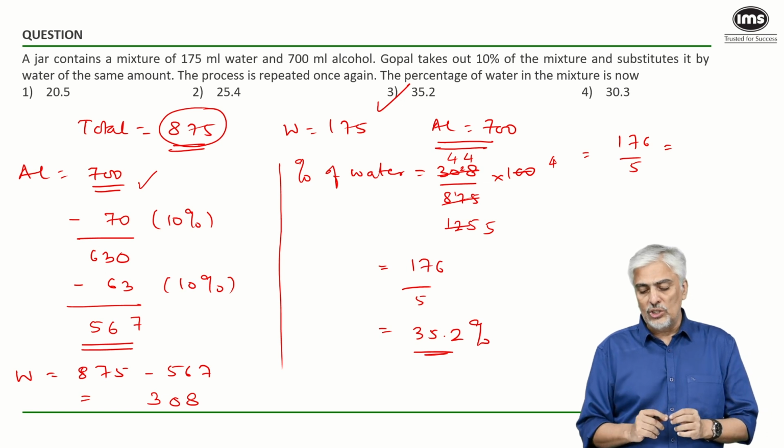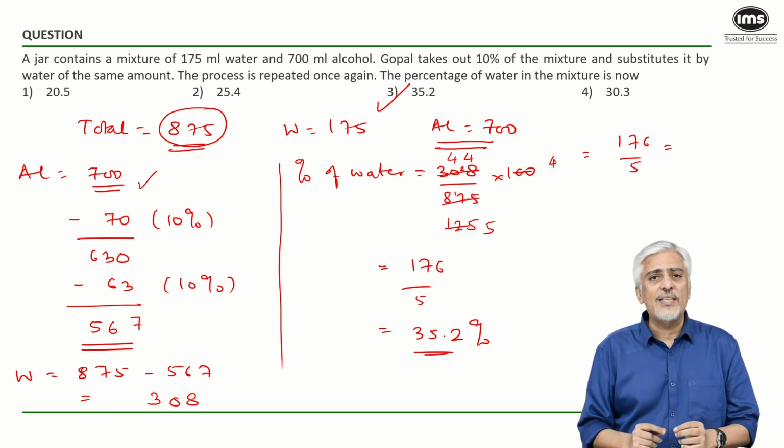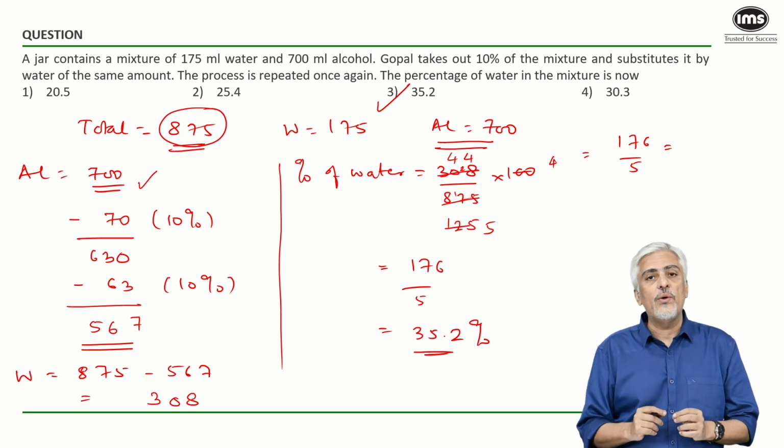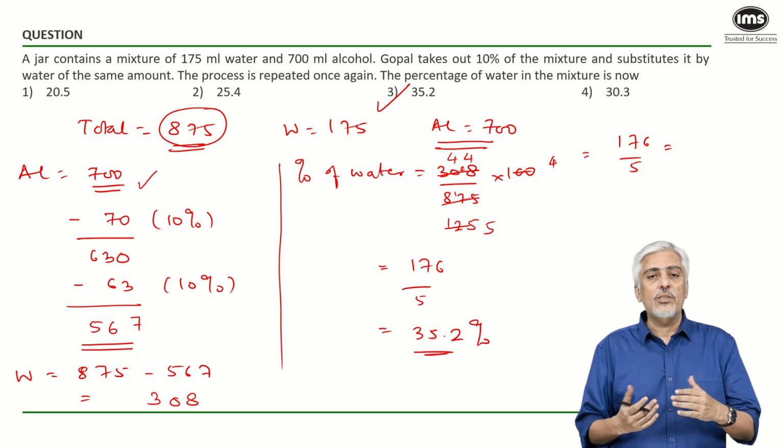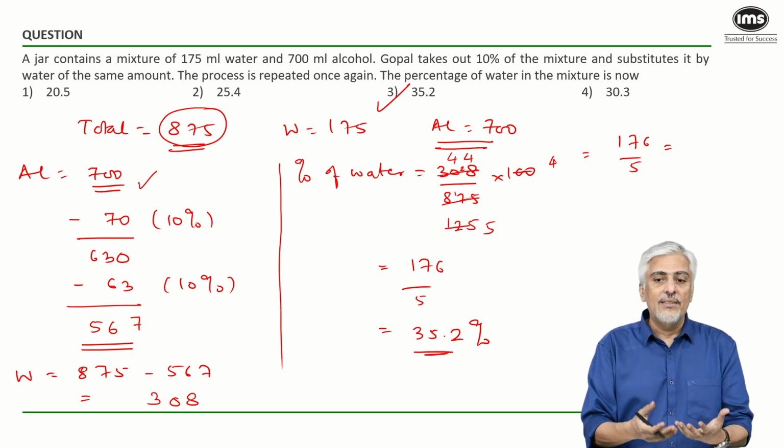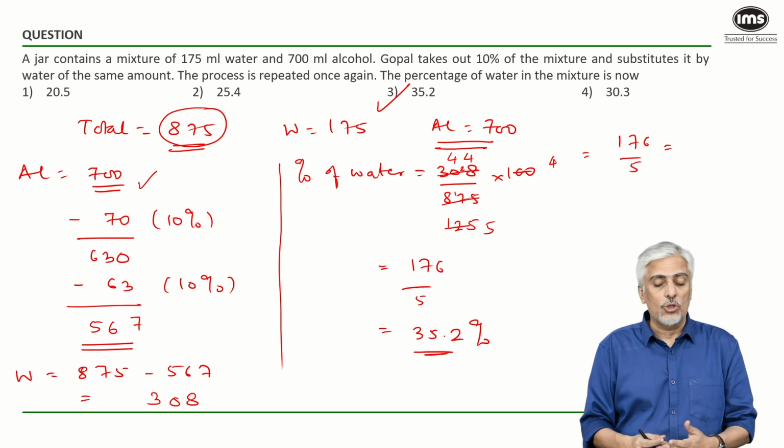So in such questions, you will always calculate only the liquid which is coming out and not the liquid which is coming out and going in. Otherwise, you'll have to do double calculations. You'll be wasting a lot of time.